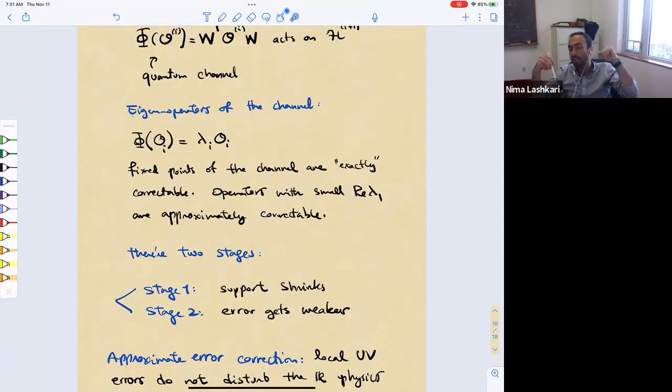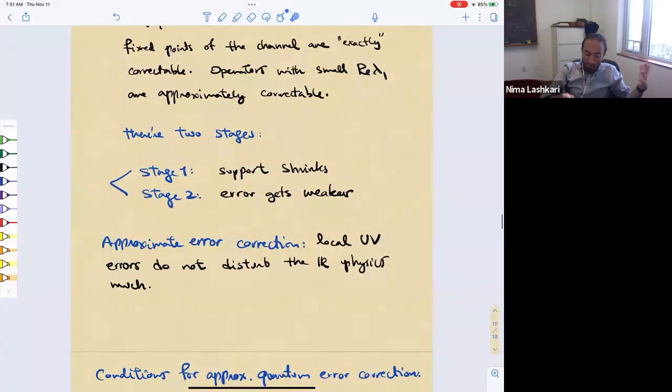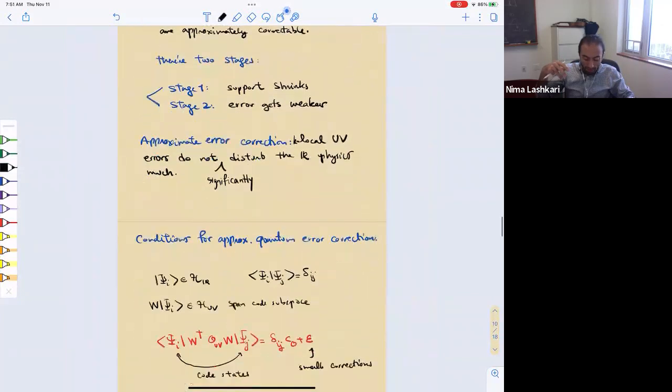So in the previous example, I was discussing that eigenvalue for that particular classical channel, which was log 2. So that was, for majority vote, the number that comes out. But I could take other things. So in summary, what happens is that the local UV errors, or K local UV errors, do not significantly disturb the IR physics. And as you flow towards the IR, they get weaker and weaker.